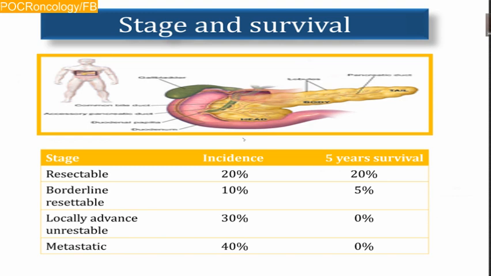Now, we know clearly that pancreatic cancer is not one disease. We have at least 4 diseases, starting from resectable disease, borderline resectable, locally advanced unresectable, and metastatic disease. And as you can see, this is the worldwide incidence: 70% of patients are in advanced stage. And as you can see, the 5-year survival is almost 0, indicating the high mortality, a very devastating prognostic disease.